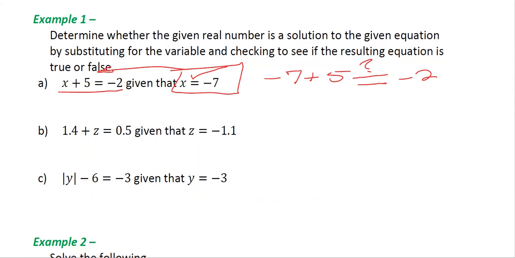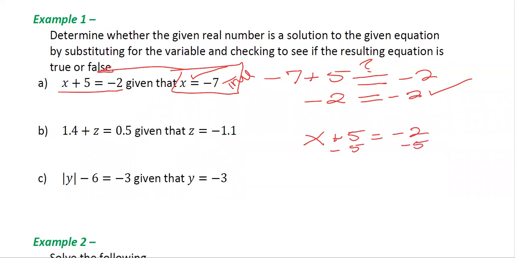Well, -7 plus 5, that's like saying I have $5, but I spent 7, leaves me with -2. This works out great because -2 is equal to -2. So this is true. Another way we could have done it, we could have taken the x plus 5 and said, okay, let's solve for x. That means I have to subtract 5 from both sides, and that gives me x is equal to -7. So yeah, that's true. Of course, in this case it's easier just to plug in what's given to you.